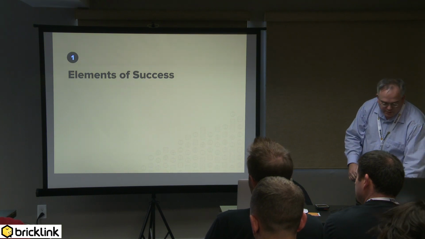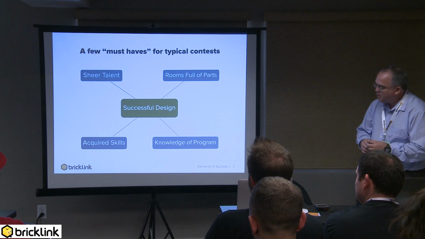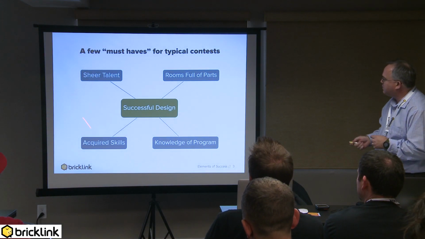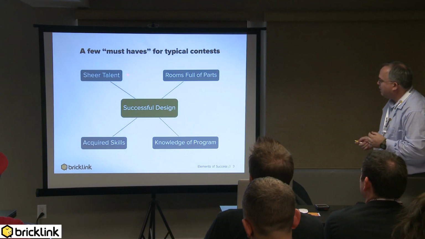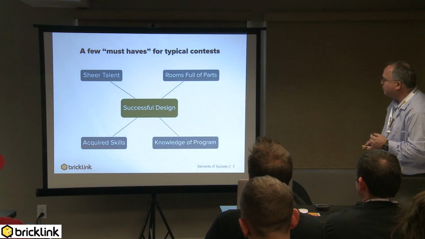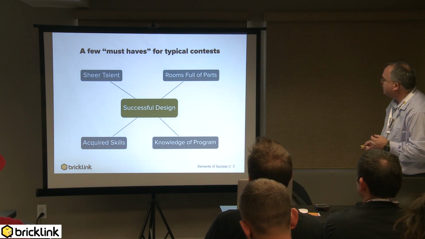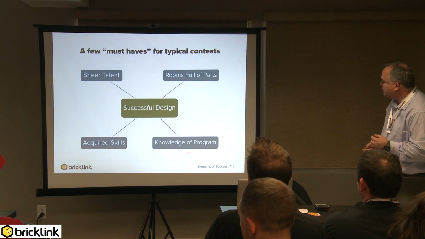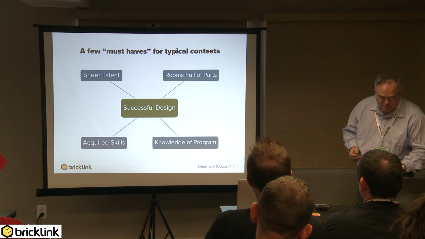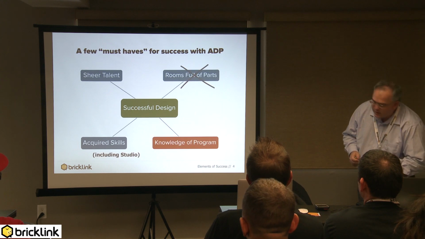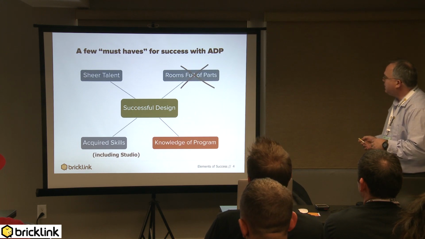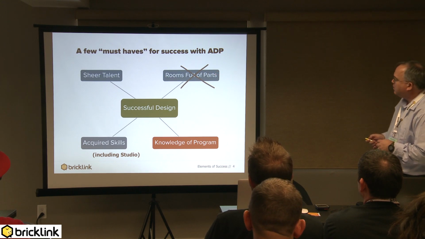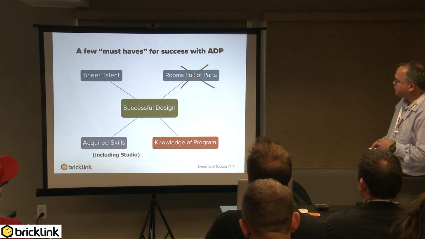All right, so elements of success. Before we get into the actual designs, for a typical contest, these are some things that you have to have. Sheer talent, which we've got a lot of in this room. Acquired skills, rooms full of parts, right, so that you can build with, and the knowledge of the program that you're going to be submitting something for. For this, it's a little bit different. The main thing here is that instead of rooms full of parts, you can still use these if you want, but ultimately you'll need to submit the stuff through Studio.